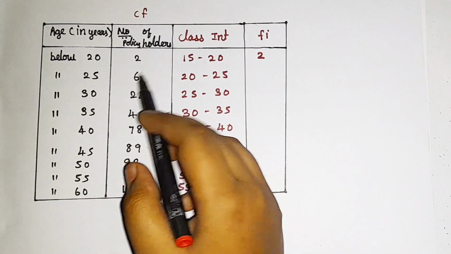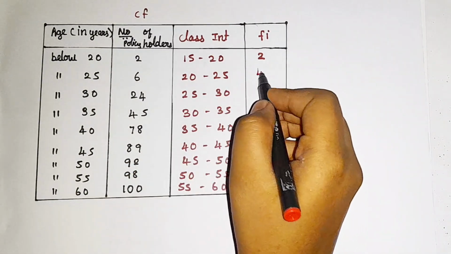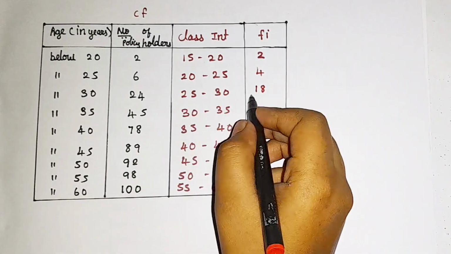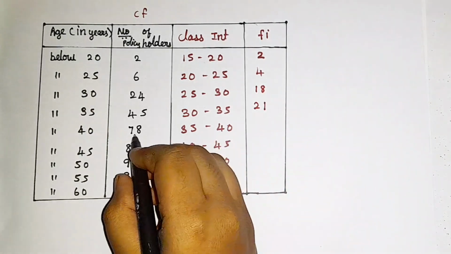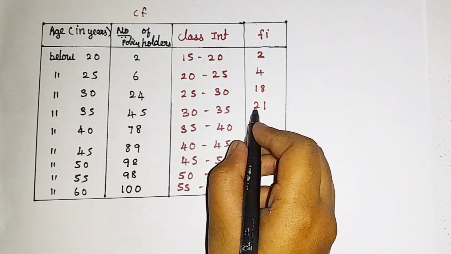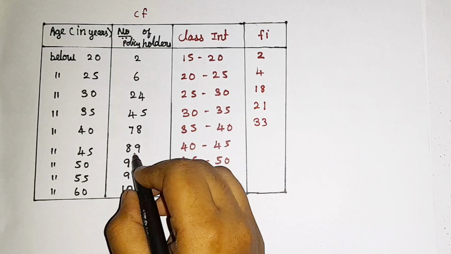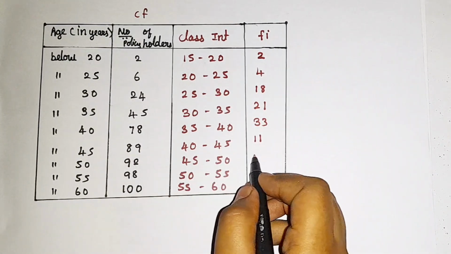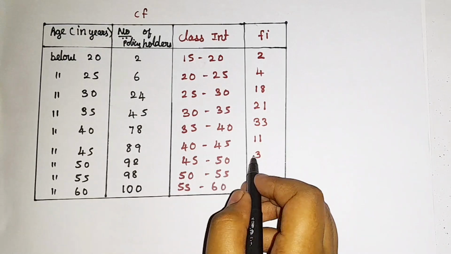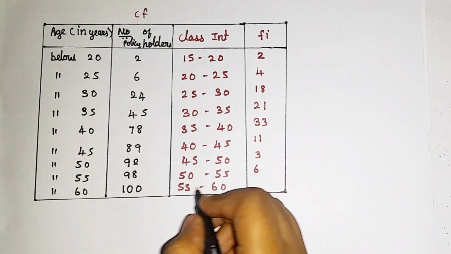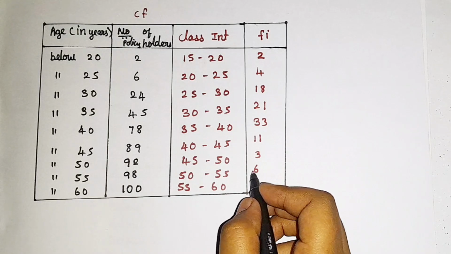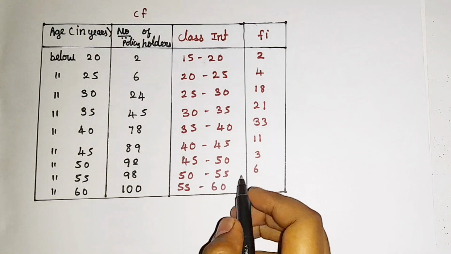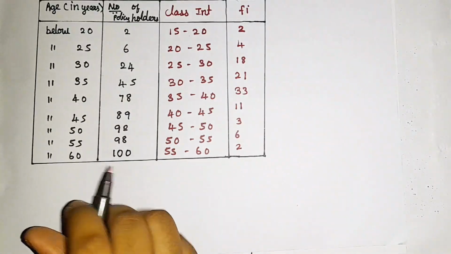All right. So 6 minus 2 is 4. 24 minus 4 is 18 and 45 minus 18 is 21. 78 minus 21 is 33 and 89 minus 33 is 11. 92 minus 11 is 3 and 98 minus 3 is 6, and 100 minus 6 is 2. Okay, so this is how we find the frequency.